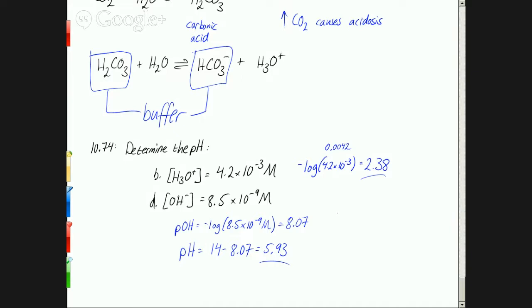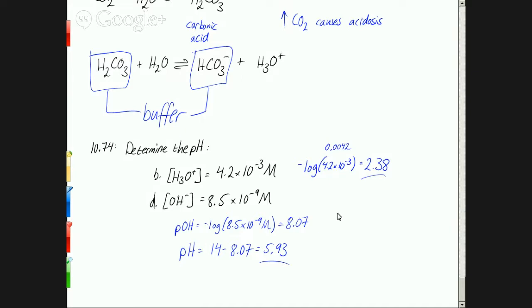All right, so are these solutions acidic, basic, or neutral? First one is neutral. Why is the first one neutral? No, it's acidic, 2.3. Under 7, yeah, so if it's down under 7, we're going to call that acidic. So these are both acidic solutions.